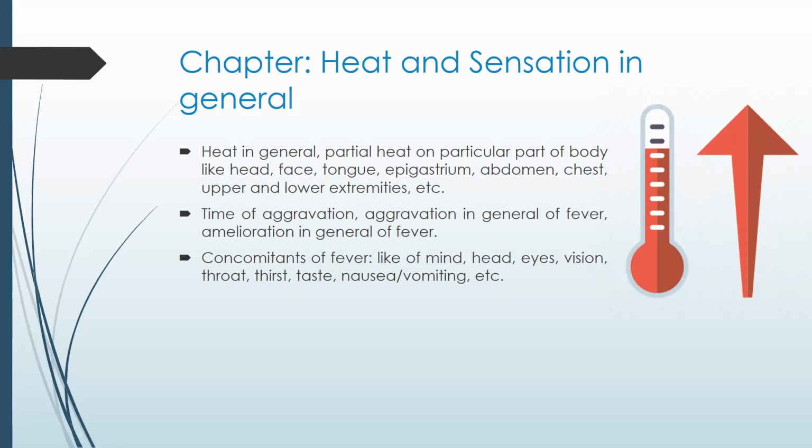In heat and sensation chapter, heat in general, whether it is a partial heat, it belongs to certain parts of the body like head, feet, face, tongue, epigastrium, abdomen, chest. Time of aggravation is again mentioned. Then aggravation in general and amelioration in general of fever. Then concomitants of fever, like mental symptoms with fever, head symptoms with fever, eye symptoms or throat, thirst, nausea, vomiting happening with the heat stage of the fever is mentioned.